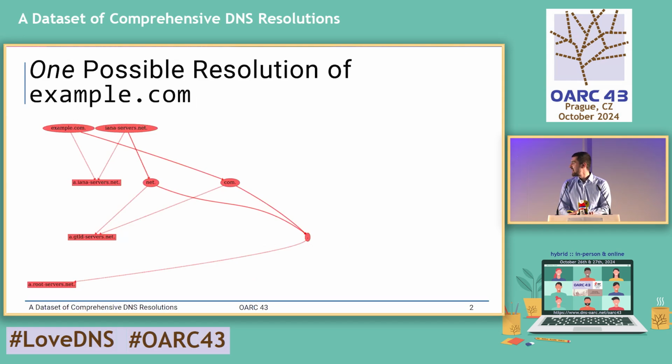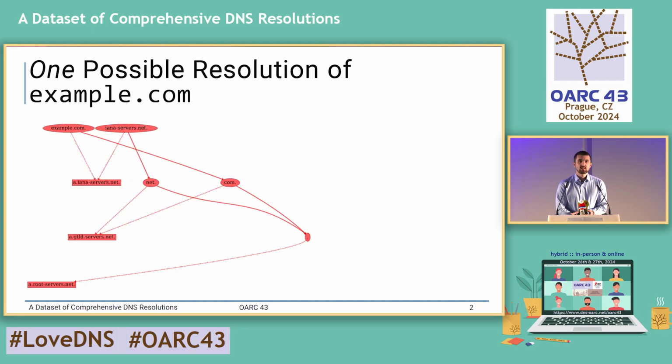So to answer the question first, what do we mean when we say comprehensive DNS resolutions? Let's have a look at one possible DNS resolution of the example.com zone. And here we see the involved zones in this resolution in the circles, and we see in the squares the name servers that are involved. And we see that we are able to resolve this example.com zone visiting around 5 zones and asking 3 name servers for several questions, right?